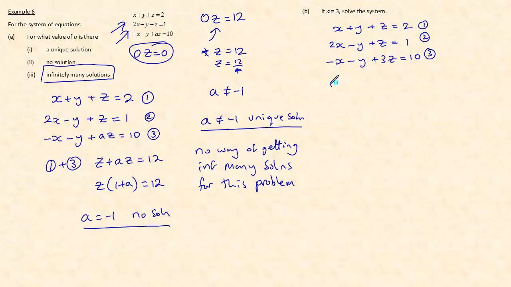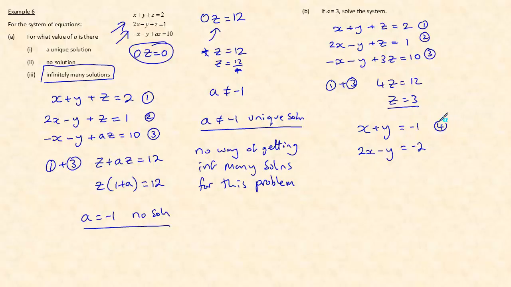So let's do once again 1 and 3, getting rid of both x and y. That would give me 4z equals 12, so z is 3. Substitute into, say, 1, that gives us x plus y plus 3 equals 2, so x plus y would be negative 1. And if we substitute into 2, that would give us 2x minus y plus 3 equals 1, so take that to the other side and that would be negative 2.